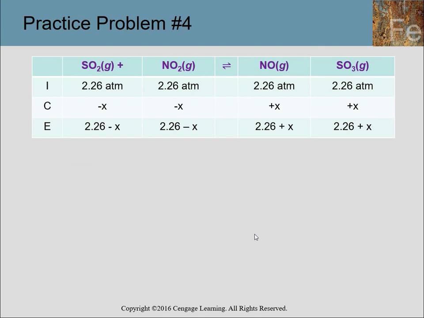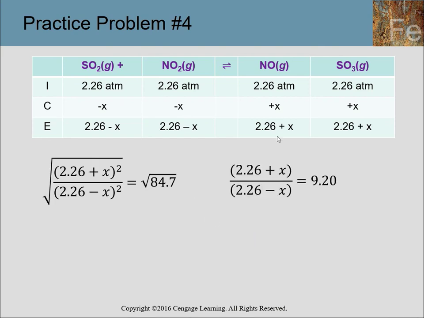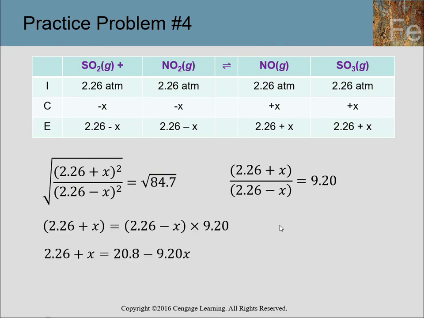So we get the square root of both sides being (2.26 plus x) over (2.26 minus x) equals 9.20. That's the square root of 84.7. Do my cross multiply and then solve for x, and I get that my x value, the number that I'm going to remove or add to 2.26, is going to be 1.82.